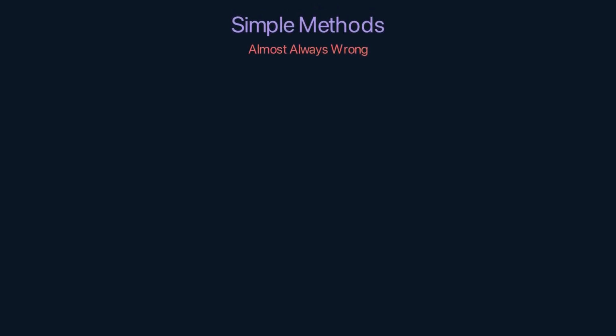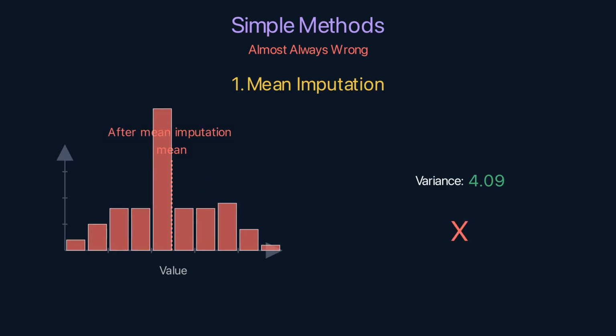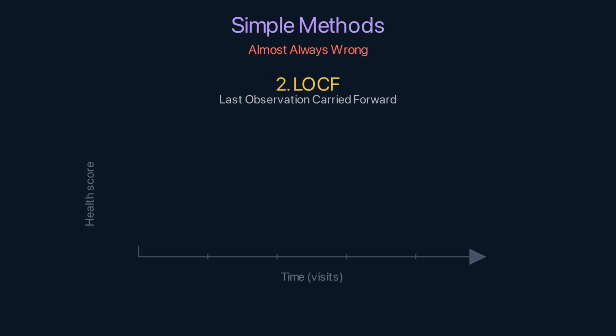Three common methods that are almost always wrong. Mean imputation: replace missing values with the column mean. This shrinks the variance and weakens all correlations. The puzzle pieces are all the same shade of grey.